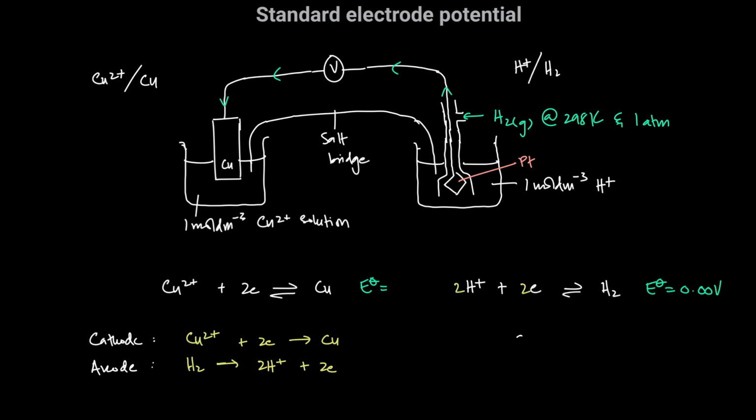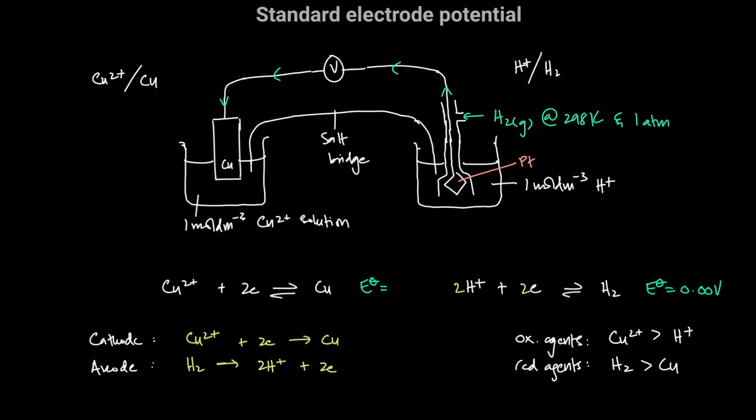When we look at the different oxidizing agents present here, we have two: copper 2+ and H+ ions, and the better oxidizing agent is copper 2+. That's the one that undergoes reduction in favor of H+. So as far as oxidizing agents are concerned, copper 2+ is a better oxidizing agent than H+. And as far as reducing agents are concerned, reducing agents undergo oxidation, and we know that hydrogen gas undergoes oxidation more readily than copper. It loses electrons more readily. So hydrogen gas is a better reducing agent than copper.